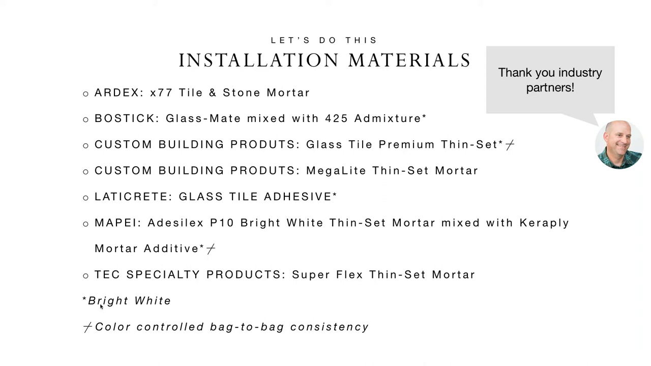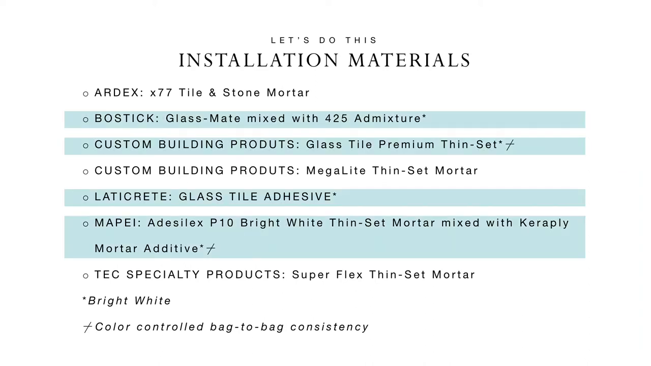Four of them on the list are bright white and color controlled. And this is really important when you're installing particularly a light translucent tile. So with products of ours like Oxygen or Clear or Cane, the color of the thin set is going to have a significant impact on the appearance of the tile.